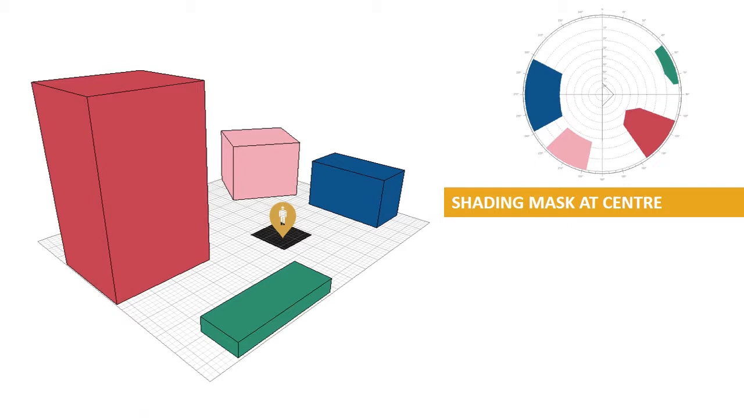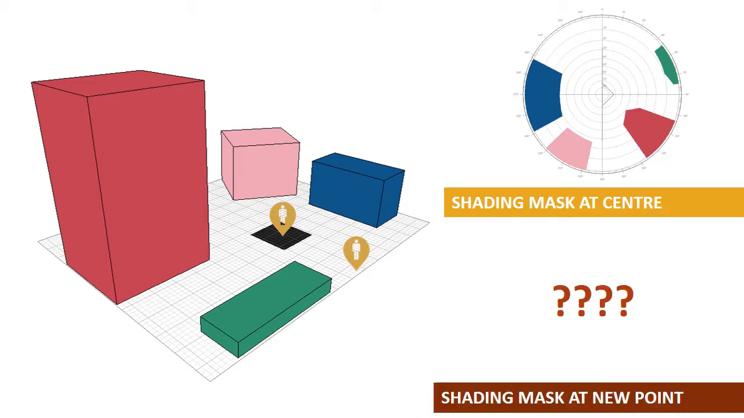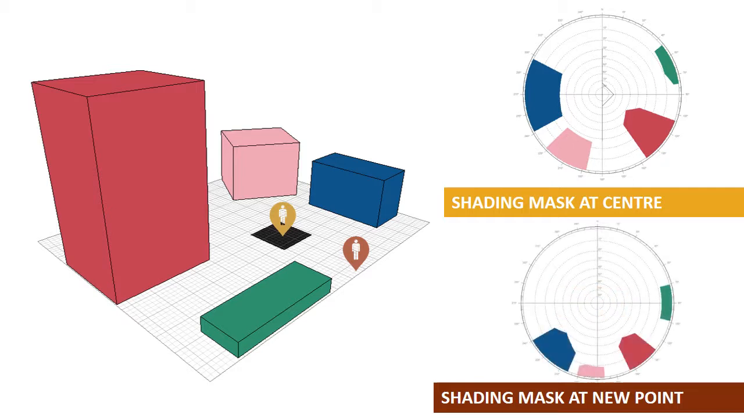How about if you were to move to a new point that's 20 meters away from the center of the site? Would the shading mask change then? Yes, it would, since the view of the surroundings will change from a new location. Hence, the shading mask profiles would appear different from a new observation point.